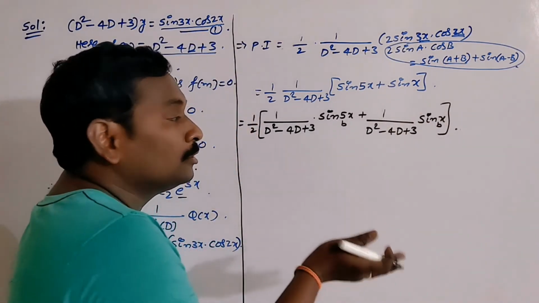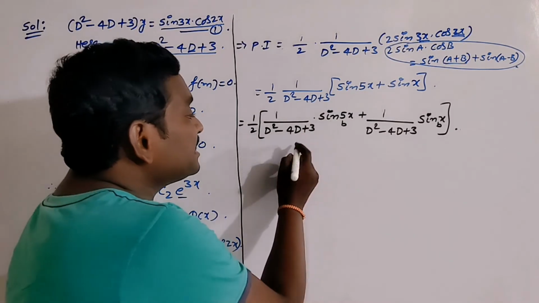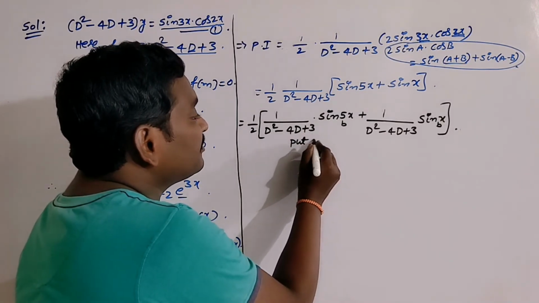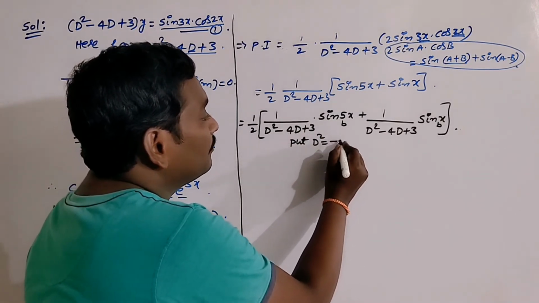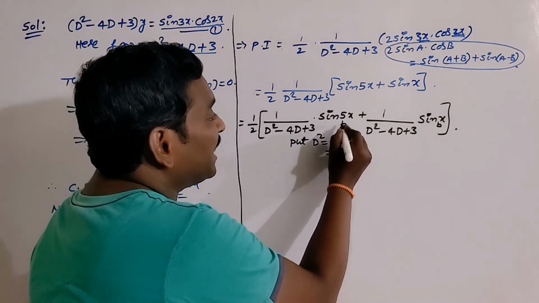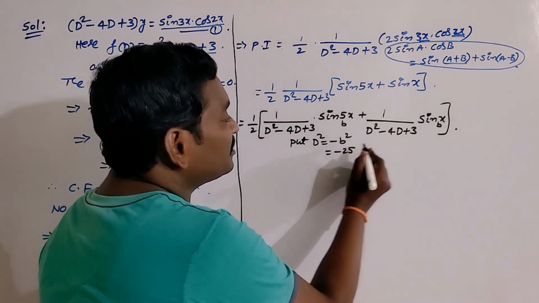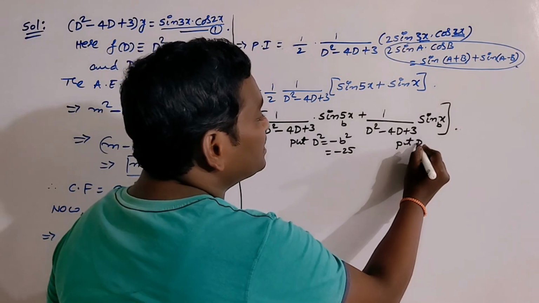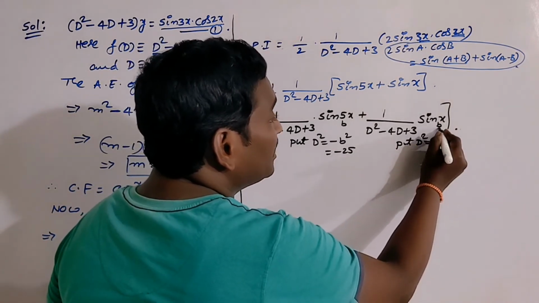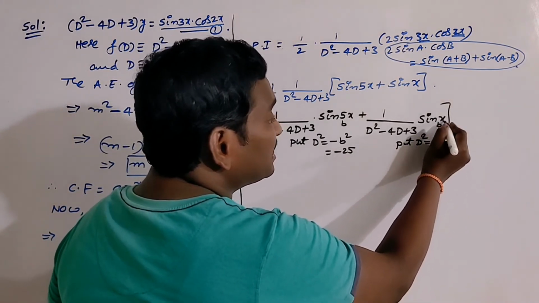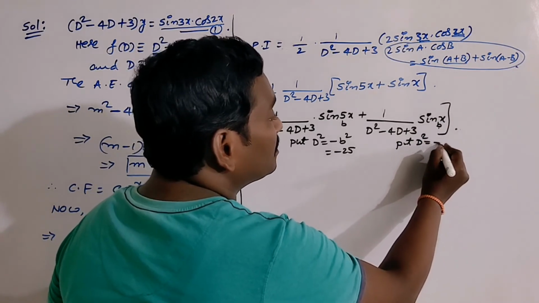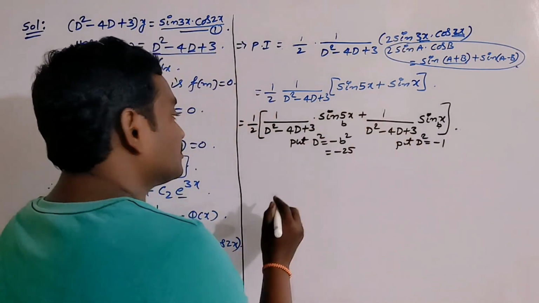What is the rule to eliminate capital D in such cases? We should replace D squared is equal to minus b squared. Here we have minus 5 squared, it would be minus 25. Here we should replace D squared is equal to minus b squared. Here b value is 1, b is nothing but coefficient of x, which is 1. So you should replace D squared is equal to minus 1 here.